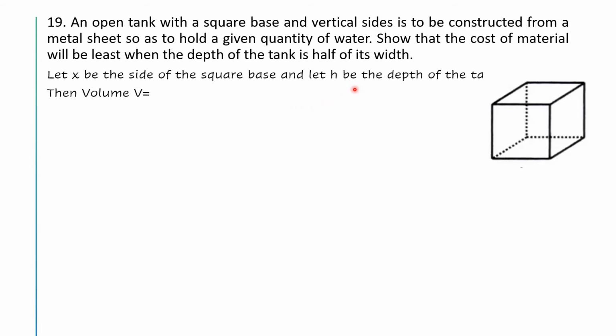So first let x be the side of the square base and let h be the depth of the tank. Then the volume V is given by x square into h. So here x is the length of the square base and h is the depth of the tank. So from this we can write h is equal to V by x square. So we have to minimize the surface area.